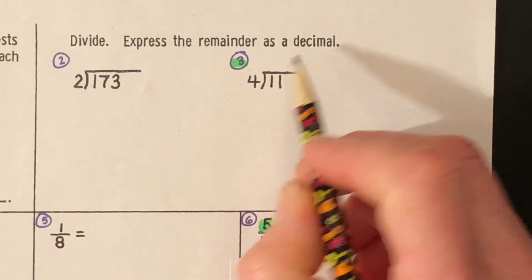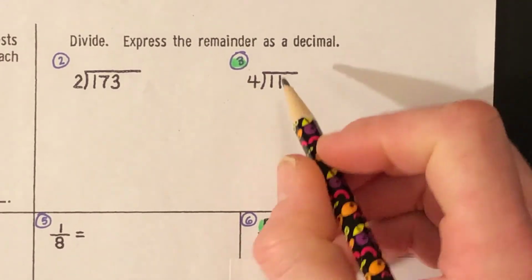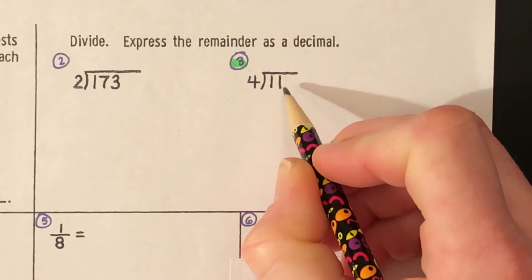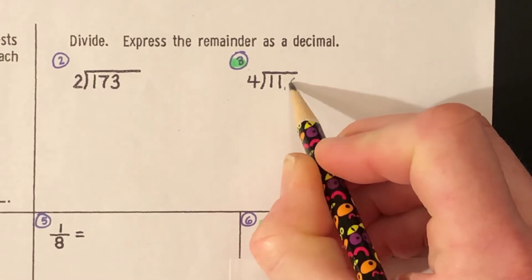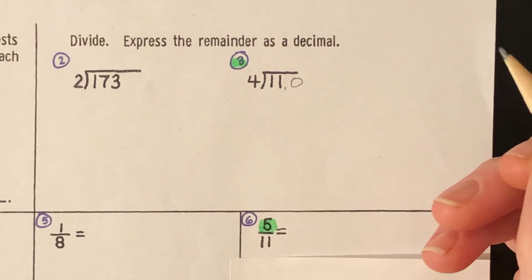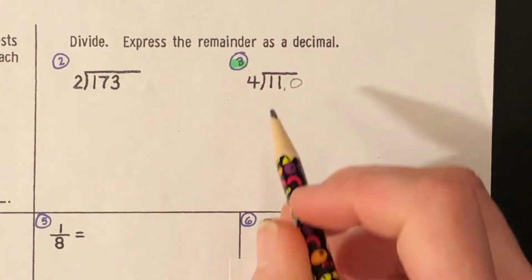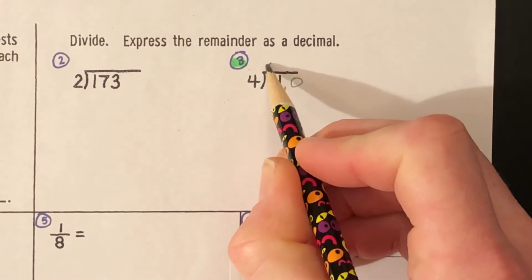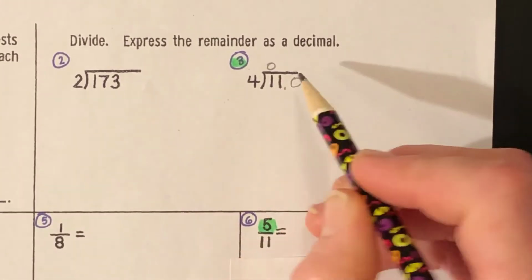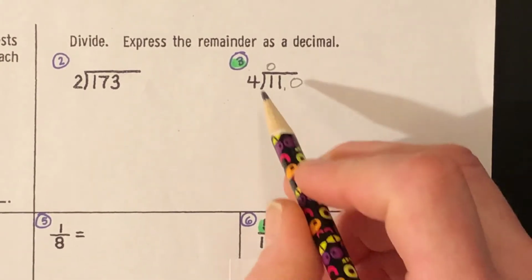When we express it as a decimal, we don't show a remainder. We put a decimal and zeros so that we can divide it out so that there is no remainder. The most important part of this is making sure you line up all your digits.